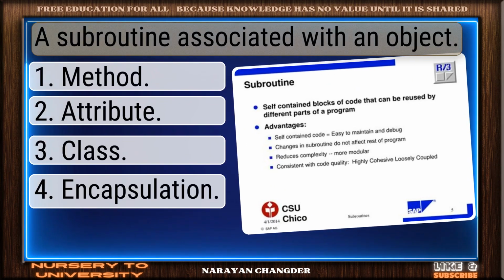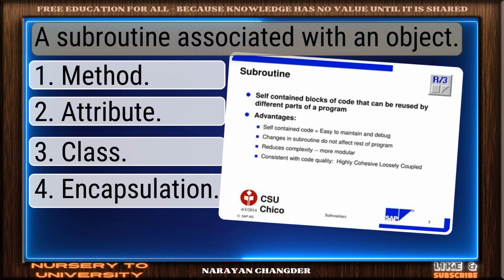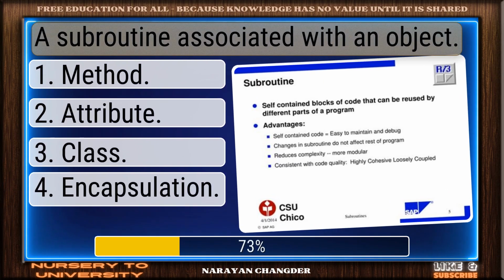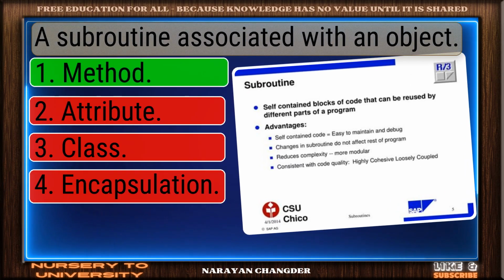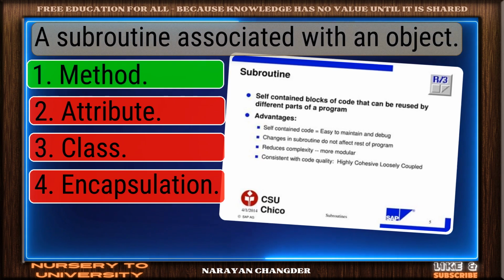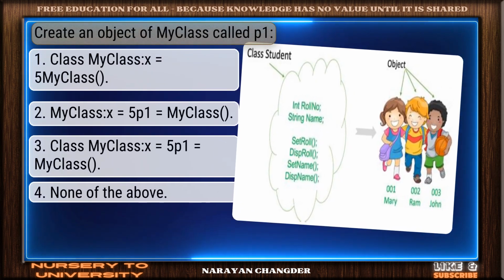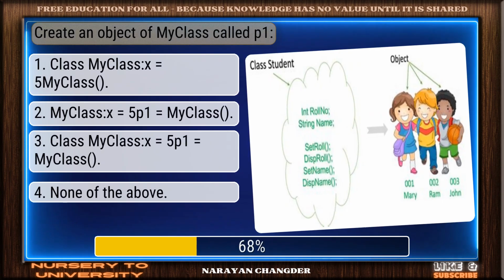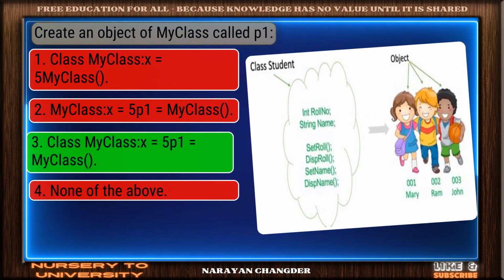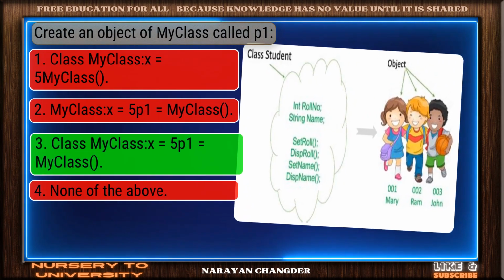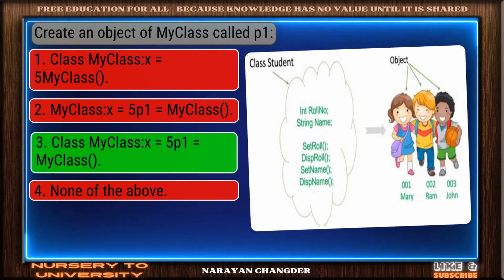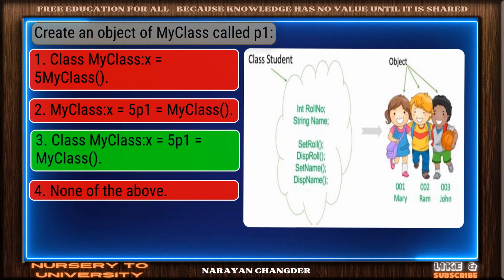Question number 42. A subroutine associated with an object. Good job. Your answer method works well here. Question number 43. Create an object of my class called P1. Sharp thinking. Class my class X equal to 5 P1 equal to my class is the right choice.